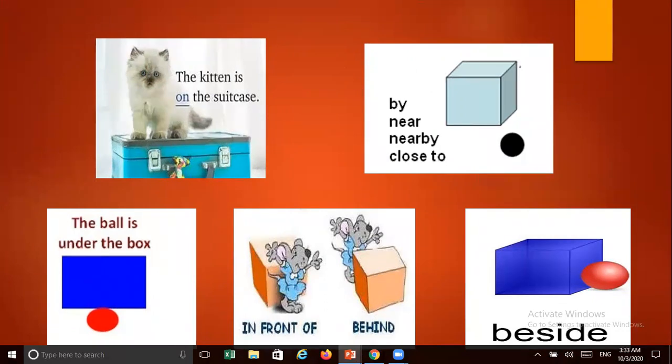Here are some other examples of on, under, in front of, behind, beside. In picture one, you can see the cute kitten. So where is the kitten? The kitten is on the suitcase. On.